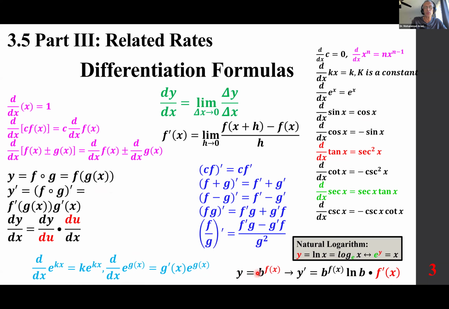And for y equals b to the power of f of x, the derivative is itself times ln b by the logarithmic properties, times f prime by the chain rule. Therefore, when y is b to the power of f of x, y prime is itself, b to the power of f of x, times the natural log of the base times f prime of x.